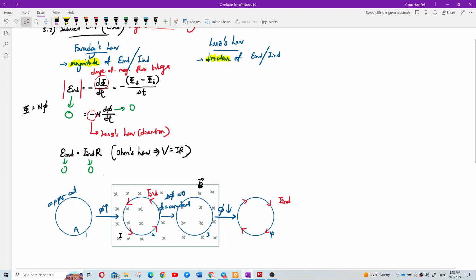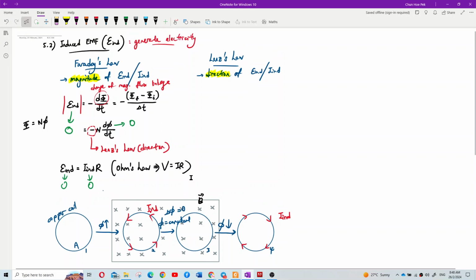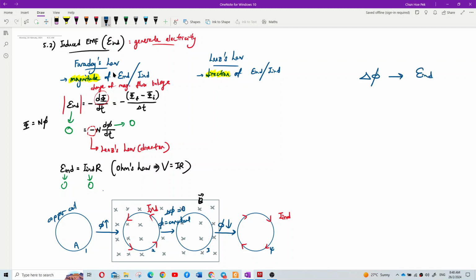So, that's as simple as that. How to generate electric: as simple as, if you have a change of magnetic flux, you will generate electric. Once you generate EMF, then you will generate induced current also. The key is change of magnetic flux through a coil. Okay.